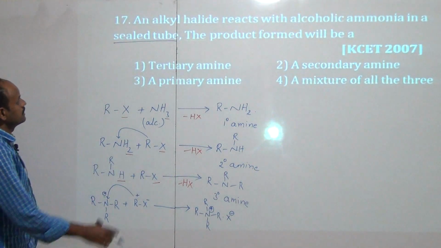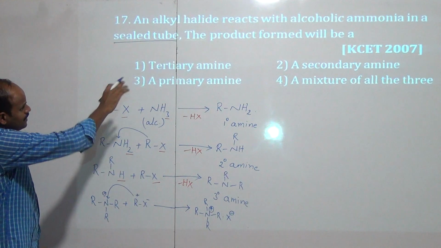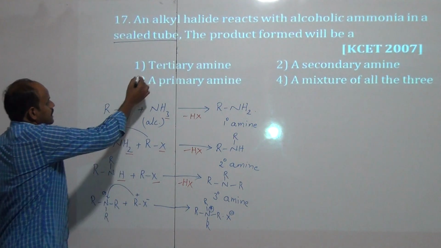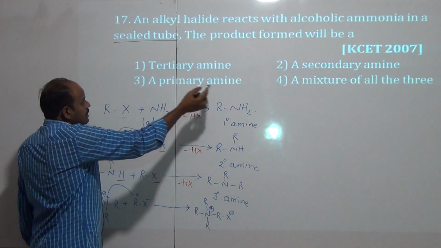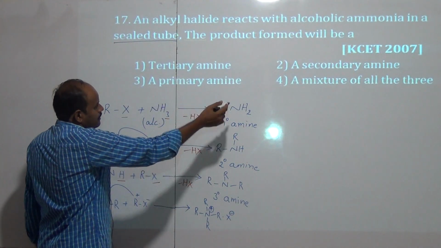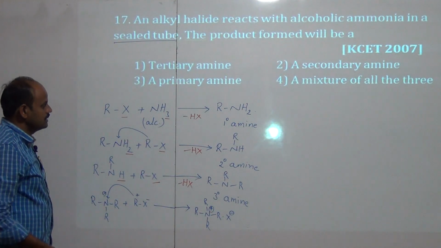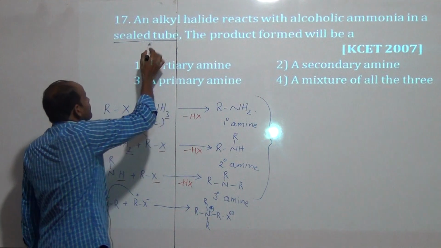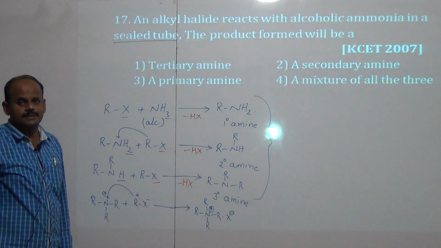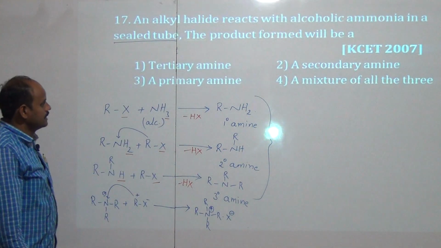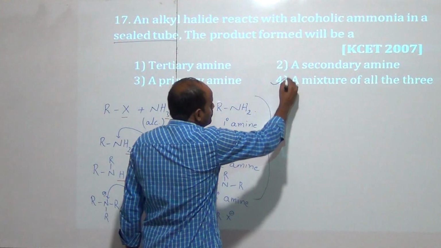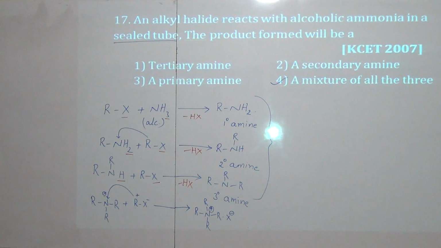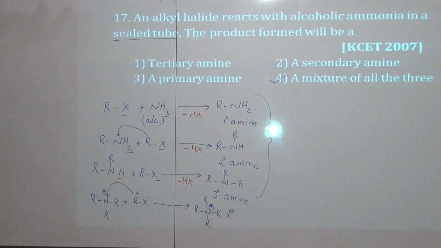Okay. Then what is the question here? The product formed will be. It is a sealed tube. All are formed: tertiary amine, secondary amine, primary amine, a mixture of all these three. Thus all these are formed because they have given a sealed tube. There is no chance to escape. Okay. Thus what is the answer? A mixture of all the three. Okay. Next one.